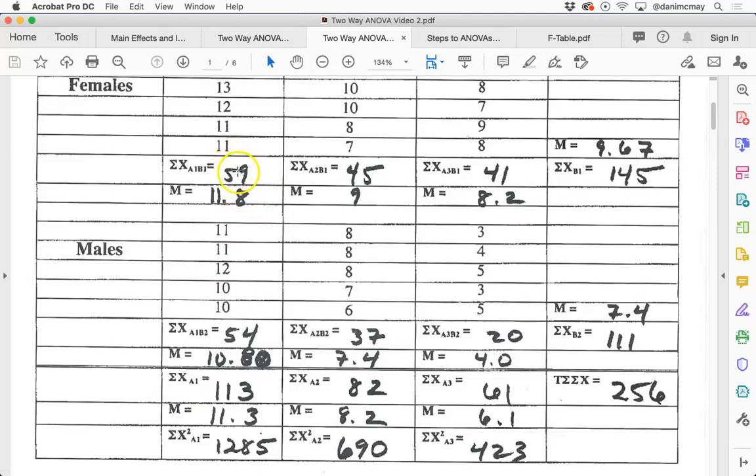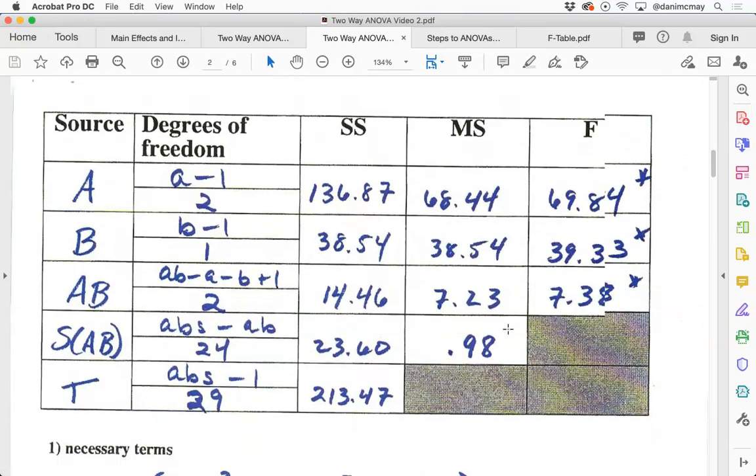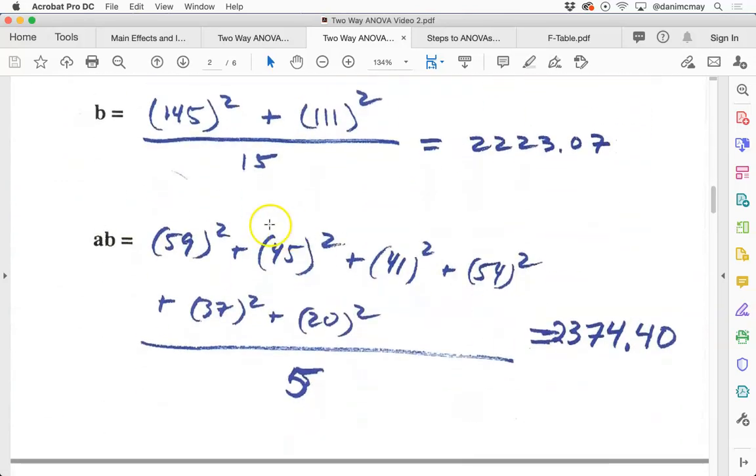Now our AB is the individual things in the squares. So it's 59 plus 45 plus 41 plus 54 plus 37 plus 20. And each of those gets squared. So 59 squared plus 45 squared plus 41 squared plus 54 squared plus 37 squared plus 20 squared. And this is divided by 5. And the correct answer should be 2374.40.